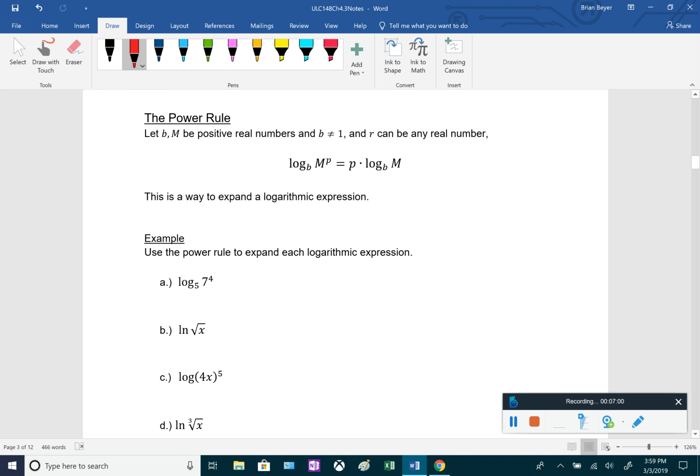The next one is going to be the power rule. So same thing, b and m are going to be positive numbers and b does not equal 1. And p can be any real number here. Actually, that should say p. I'm just going to erase that real quick. Okay, so p is going to be any real number. So this time for the power rule, obviously we're going to have some sort of exponent because it says power rule. Log base b of m to the p is going to equal p times log base b of m. So what that means is we take this exponent and it gets plopped down out front. And it gets multiplied.